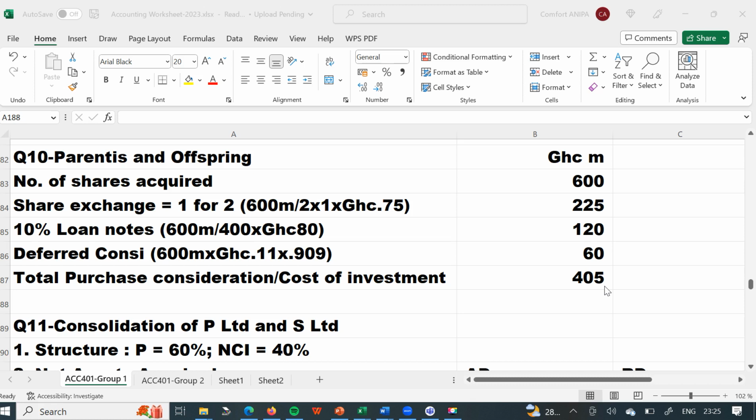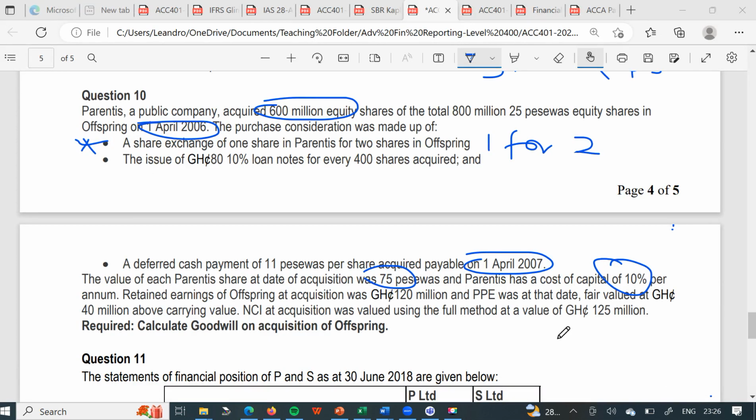Now, look for how NCI is measured, add it to it, and then look for your total net asset acquired, deduct it, and that then will be your goodwill, right? So just for emphasis, the retained earning of Offspring is 120, and the NCI is measured at full method, and the fair value of the NCI is 125 million. So that's the fair value of the NCI.